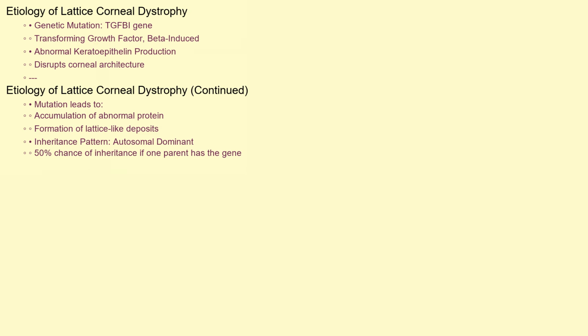Etiology: causes. Lattice corneal dystrophy is primarily caused by a genetic mutation, specifically in the TGFBI gene, which stands for transforming growth factor beta-induced. This gene provides instructions for making a protein called keratoepithelin, which plays a critical role in the structure and function of the cornea. The mutated gene leads to the production of an abnormal keratoepithelin protein. This abnormal protein accumulates in the cornea, disrupting its normal architecture and leading to the formation of distinctive lattice-like deposits.